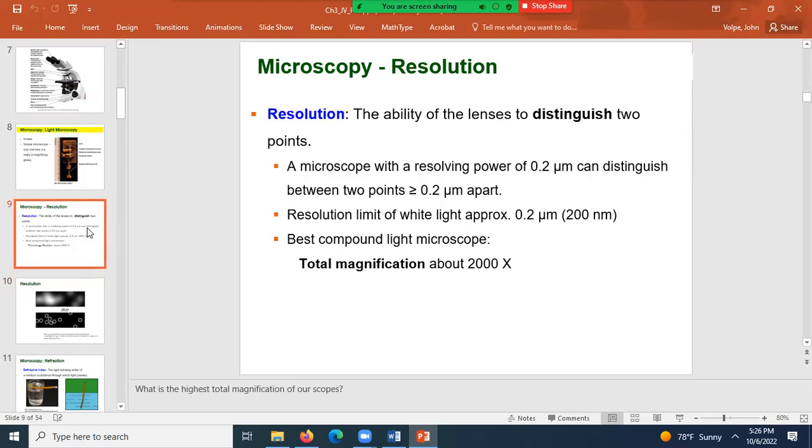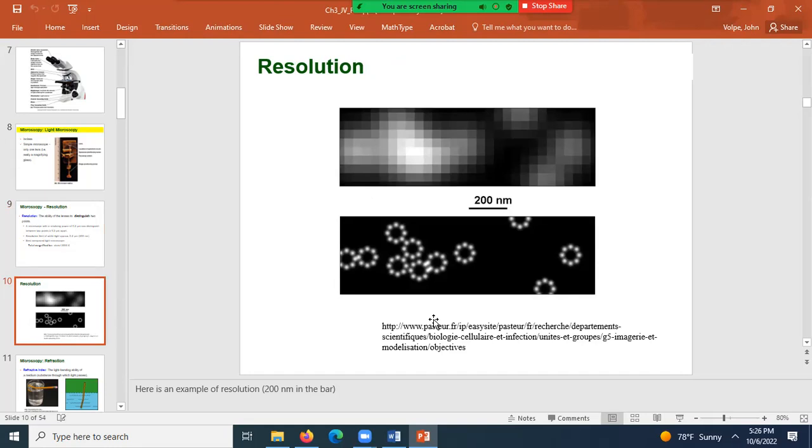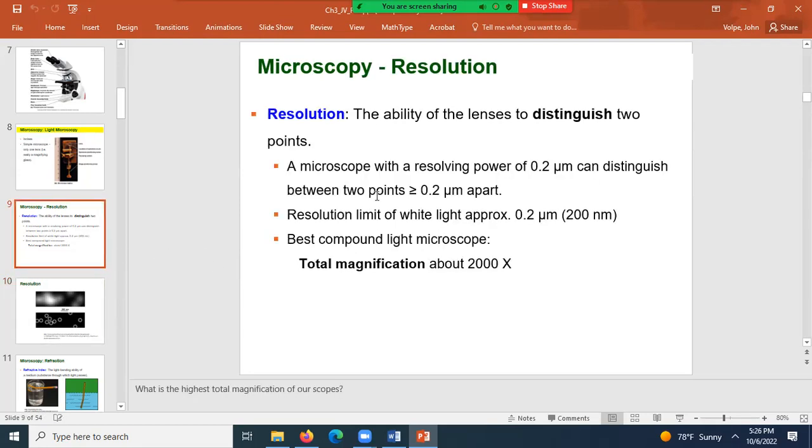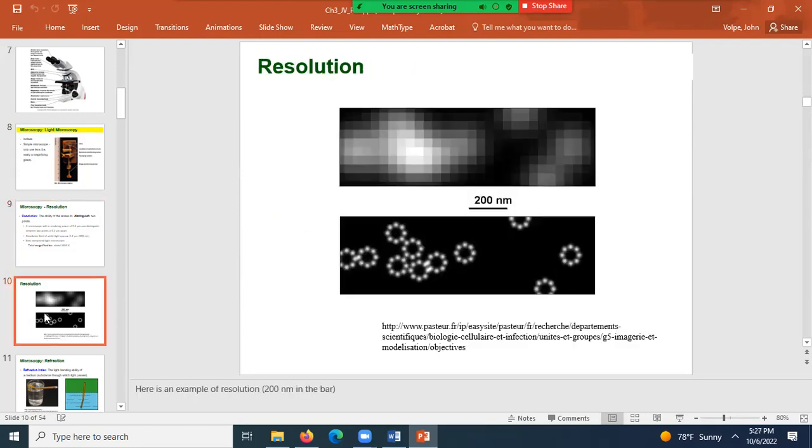A light microscope has a resolving power of 0.2 micrometers. That means we can distinguish between 2 points that are 0.2 micrometers apart. That would be 200 nanometers. And anything less than 200 nanometers, or 0.2 micrometers, you cannot resolve as 2 distinct points.